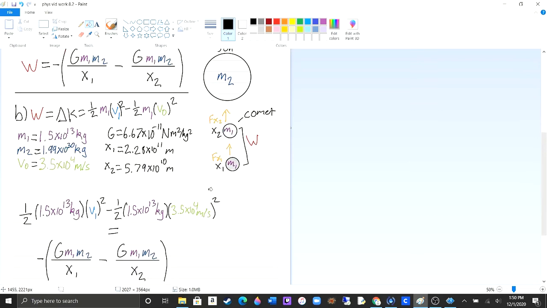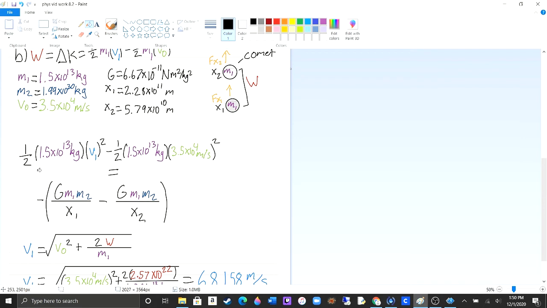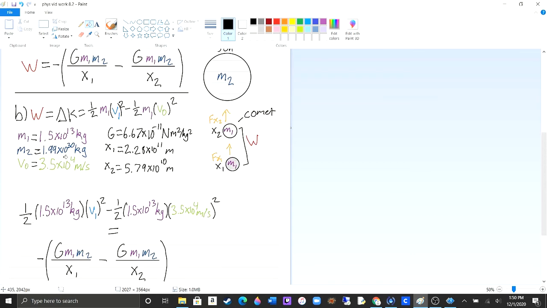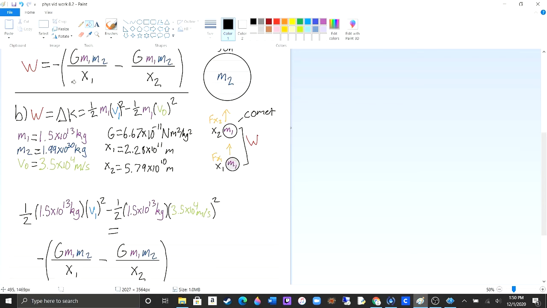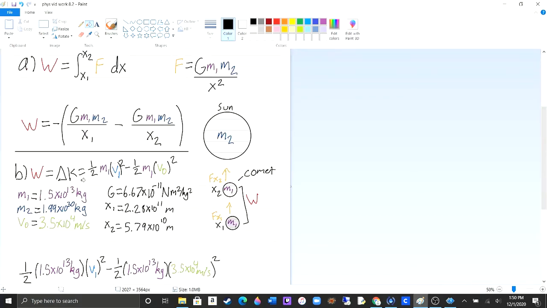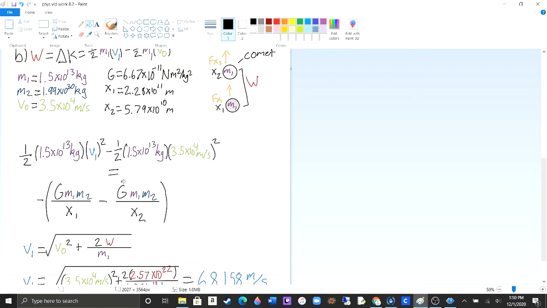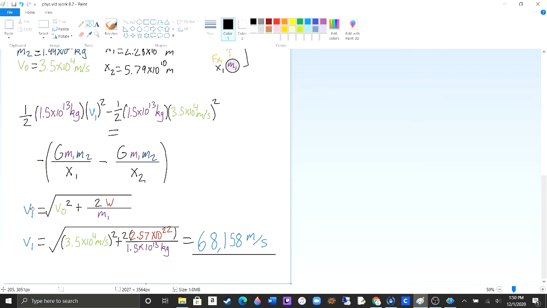So we can go over here and plug in our constants for this equation, and we set it equal to this other equation, which we can also solve for because we have everything that needs to be plugged in. This one we can't solve all the way because we don't have our final velocity, but once we do this, we find that our final velocity equals the square root of our initial velocity squared plus 2 times the work over the comet's mass.